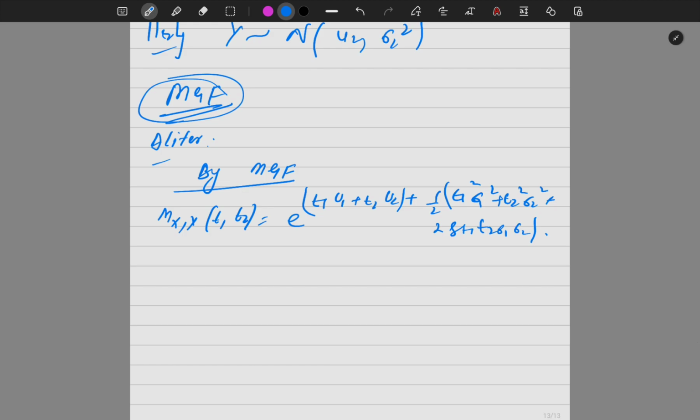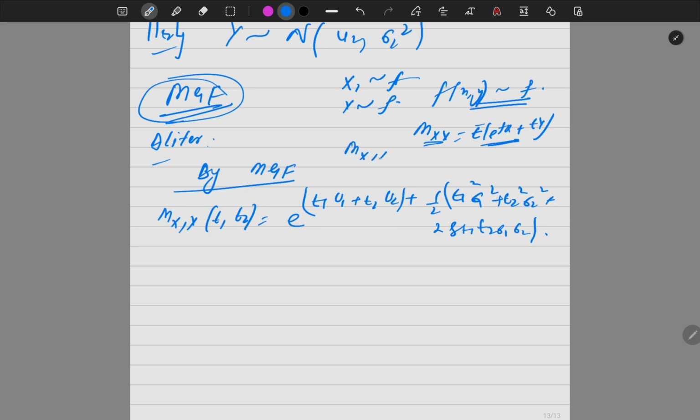Let me give you a brief concept here. If x follows some distribution, y follows some distribution, f of x comma y follows some distribution, right? So if the MGF of M x comma y is equal to E of e to the power t1 x plus t2 y, this is the joint MGF of x comma y. So if we need to calculate the marginal, we can put t2 equal to 0 in M x comma y (t1, t2), so that we can get the MGF of x, right?